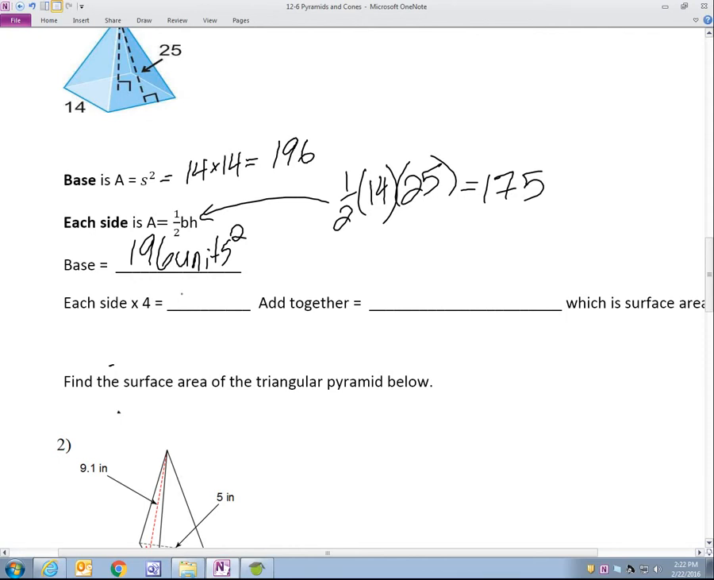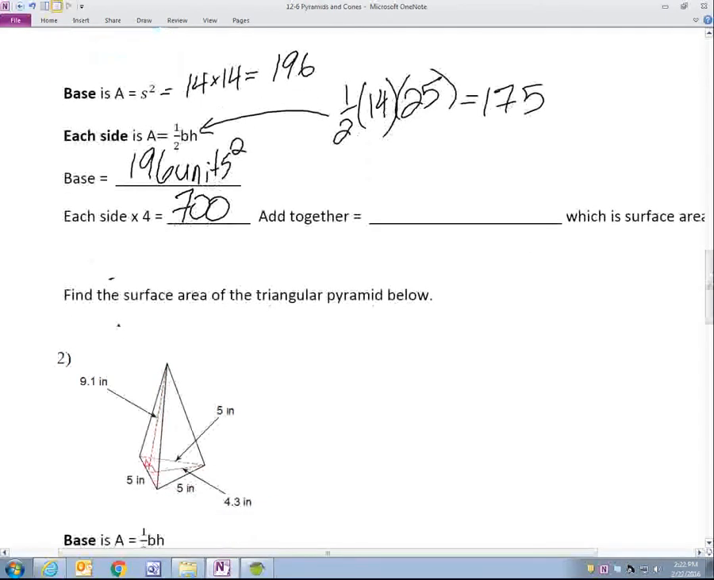Can you repeat that? 700 even? So that's 2 different people that said that? Good. 700 even. And we have to add those two together. 196 plus 700 is equal to 896 units squared.